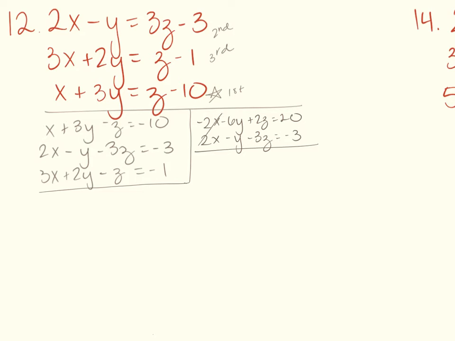The x's cancel, and I'm left with -7y minus z is equal to 17. That's going to replace my second equation now, so I'm going to write that underneath. We copy my first, because we're not going to change that one at all, and I'm going to copy my second.